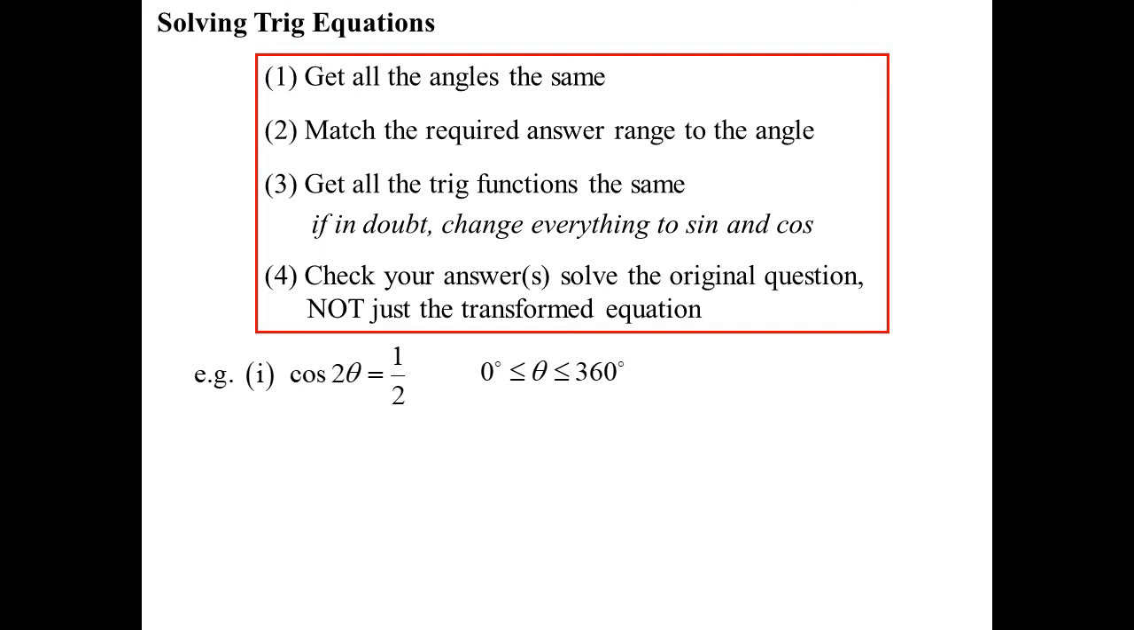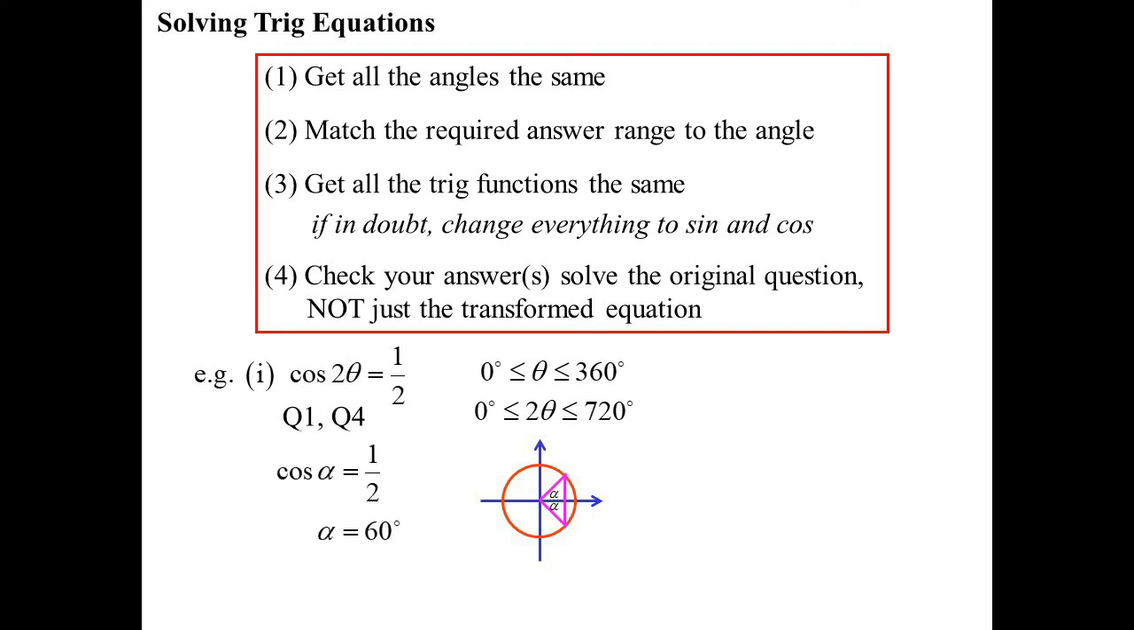But I'm dealing with 2 theta here, so I'm going to go from 0 to 720. First and fourth quadrants we're dealing with. Cos is positive in the first and fourth quadrant. Just draw myself a little diagram there to remind myself what's happening with the acute angles. So the acute angle is 60 degrees. In the first quadrant it will be that acute angle, but in the fourth quadrant it'll be 360 minus that.